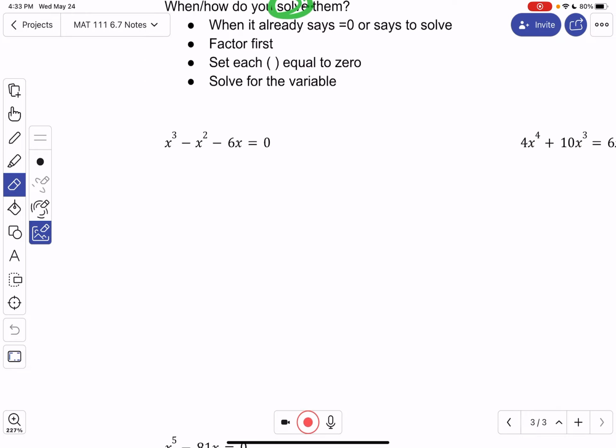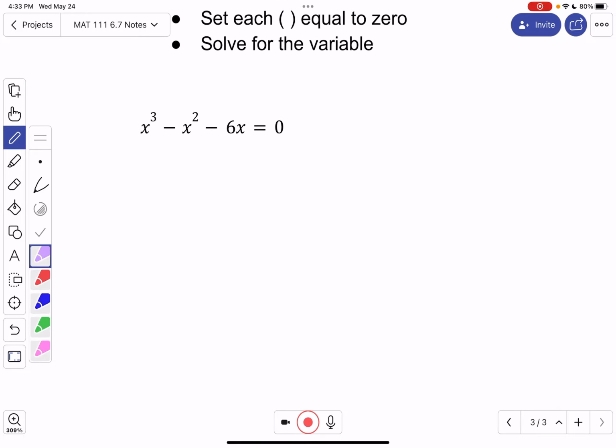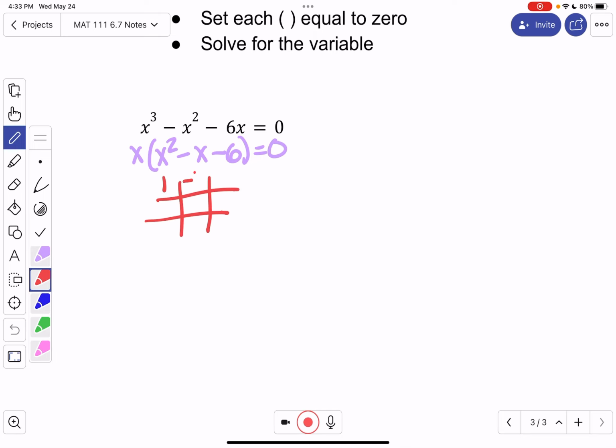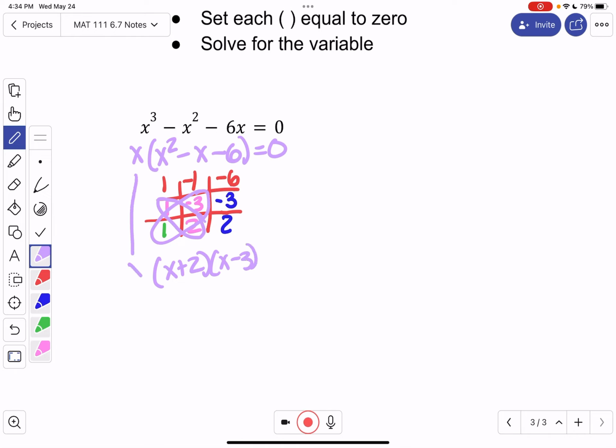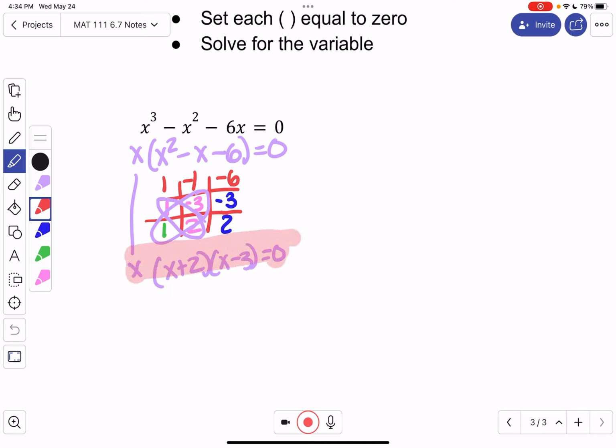So let me show you one. If I do this first one, greatest common factor is x. So I'm left with x squared minus x minus 6 equals 0. I'm going to tic-tac-toe the trinomial. 1, negative 1, negative 6. So that would be negative 3 and 2. 1 is the greatest common factor. Multiply up, multiply across. So we get x plus 2 and x minus 3. Bring down our greatest common factor. Now this equals 0. We've factored it.